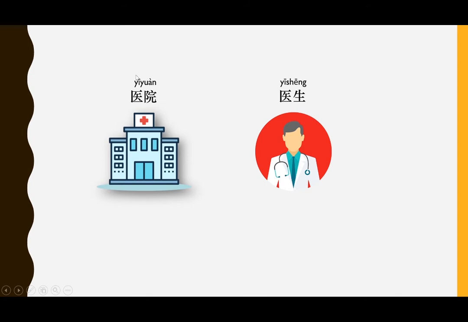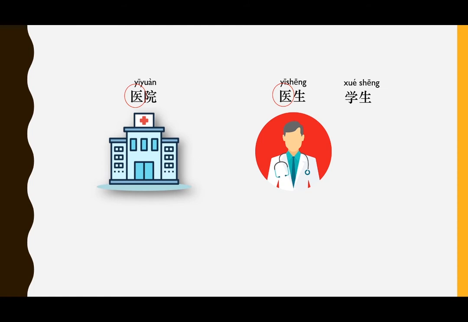And you can find that both 医院 and 医生 contain the same character, 医, which means medicine, and 医生, 学生, they contain the same character, 生, which means people. And now, please read after me. 医院, 医生, 学生.